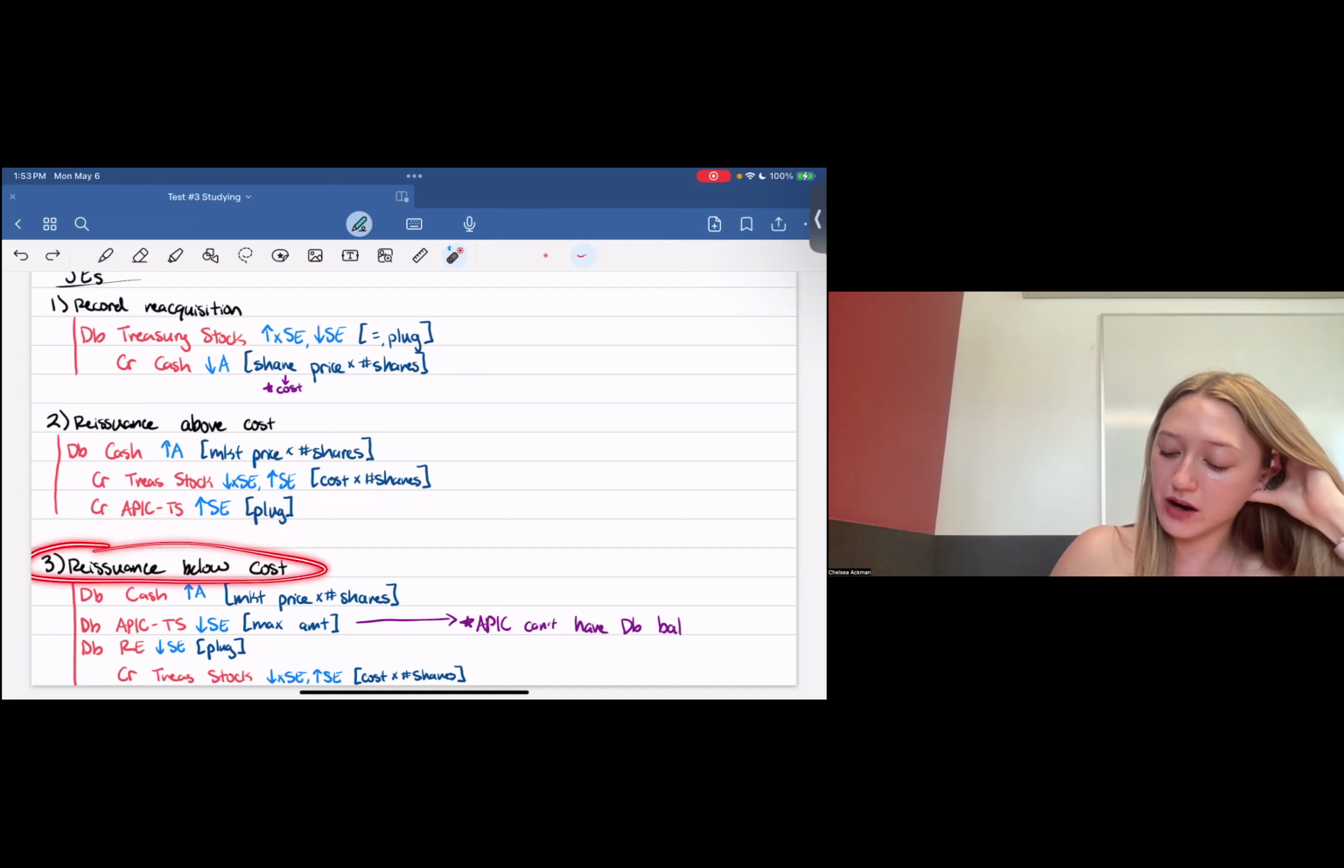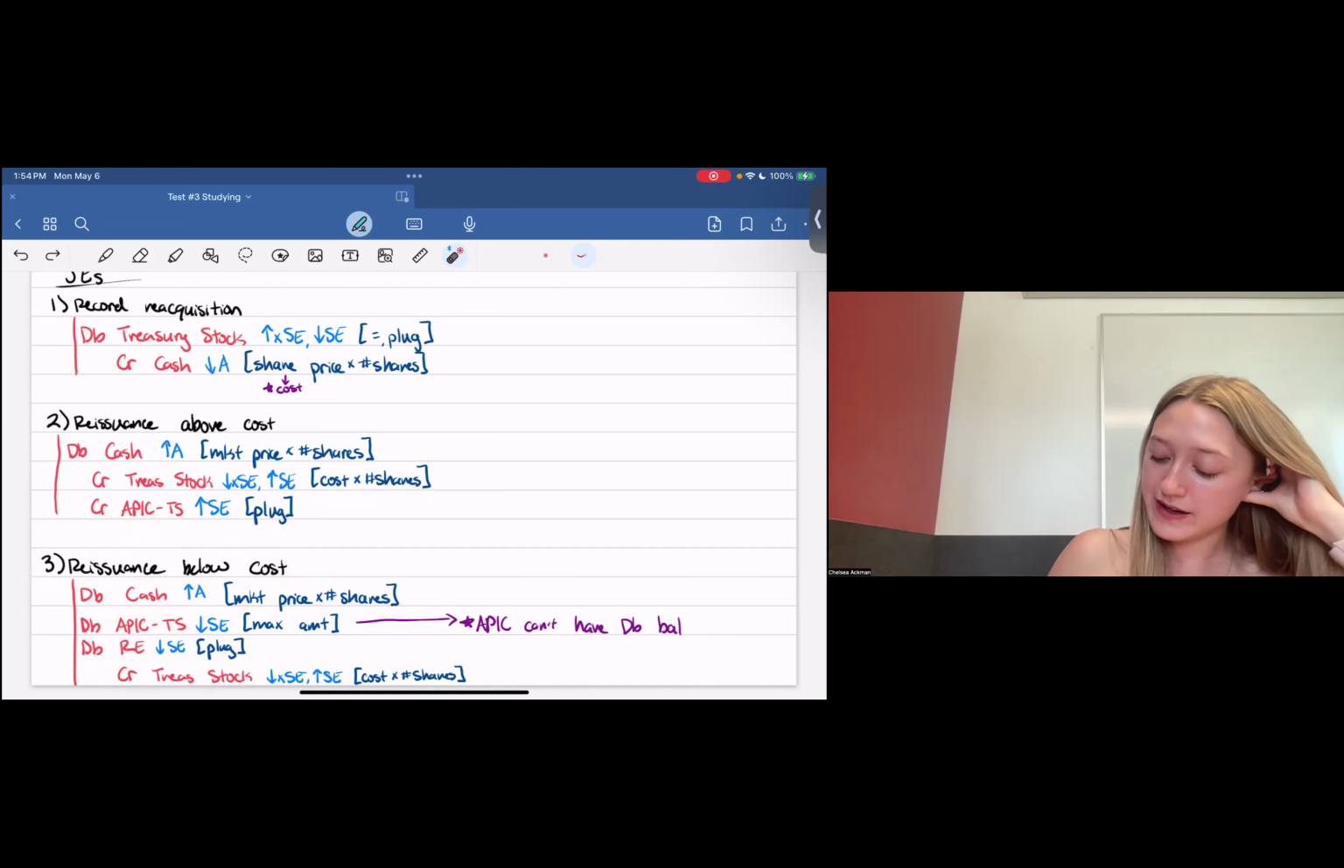But a reissuance below cost is a little bit different. You're going to make a debit to cash, a debit to additional paid in capital, a debit to retained earnings, and then a credit to treasury stock. So your debit to cash is the same, the market price times the number of shares. The debit to additional paid in capital is the maximum amount. So whatever we had in this previous entry is our maximum amount because we cannot have a debit balance in additional paid in capital. So we put that in here. And then your credit to treasury stock is going to be the same. It's going to be the cost times the number of shares. And then retained earnings takes whatever is extra. It takes that plug to balance to cancel everything out.